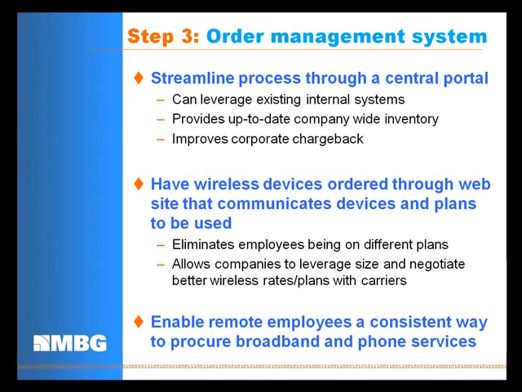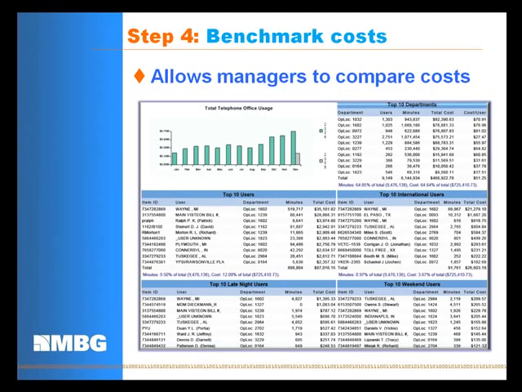One example is wireless devices that are ordered through a single website that communicates the devices and the plans that can be used by employees. It eliminates the possibility of different vendors and employees being on different plans, and really allows an organization to leverage its size when discussing rates and plans with carriers. In addition, by having this centralized order management system, remote employees have a consistent way to procure broadband and phone services that aligns with the policies that are in place by the organization.